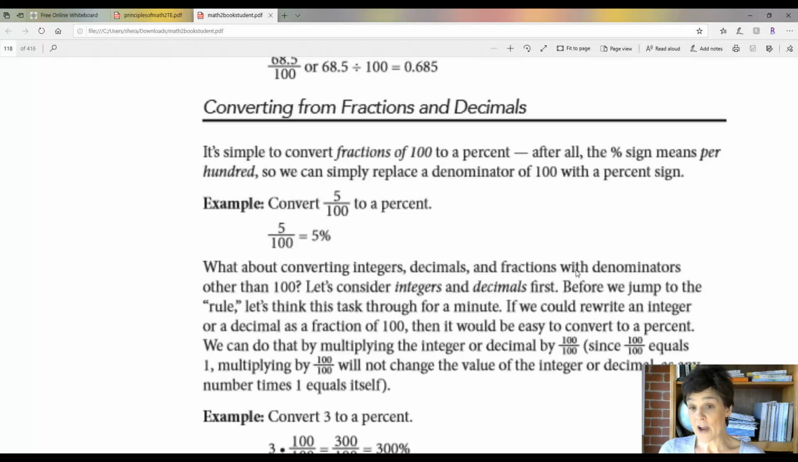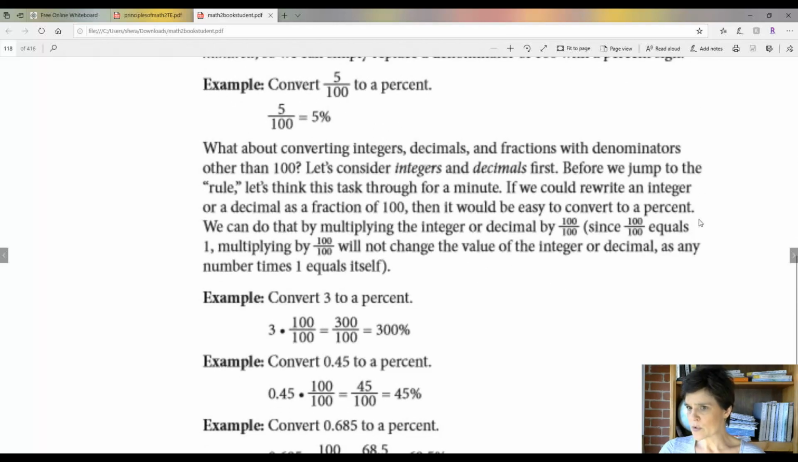Now, it's simple to convert fractions of 100 to a percent. After all, the percent sign means per 100. So you can simply replace the denominator of 100 with a percent sign. So convert 5 100ths to a percent. It would be this. What about converting integers, decimals, and fractions with denominators other than 100?